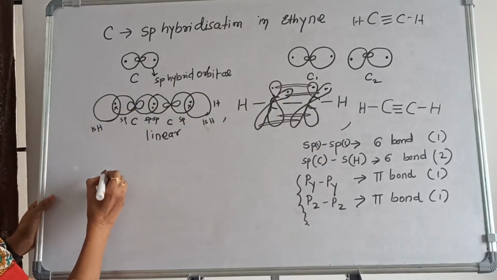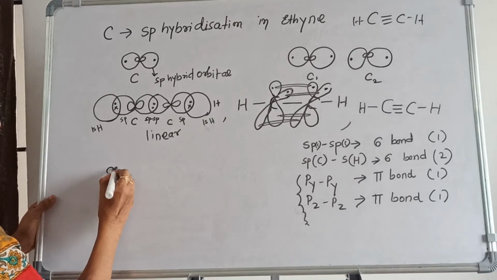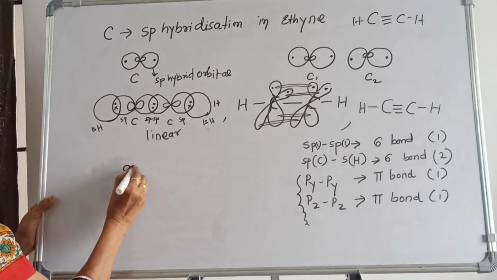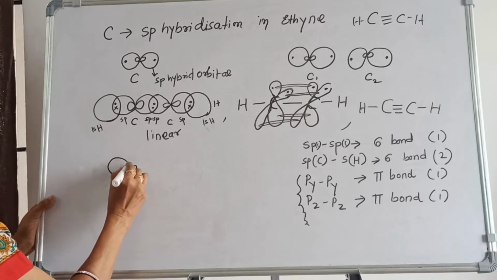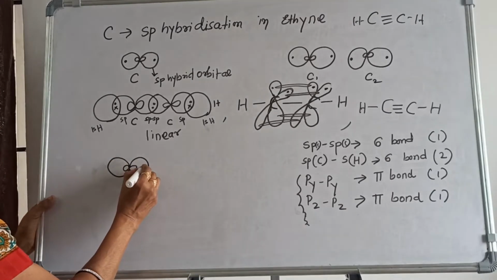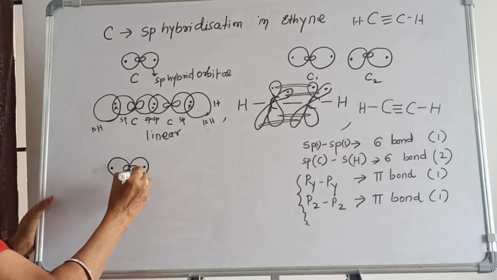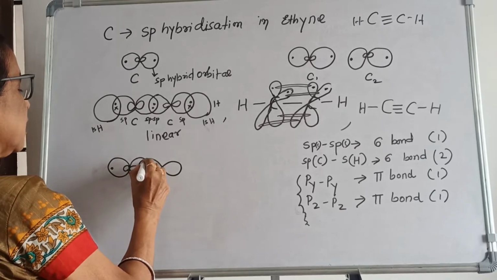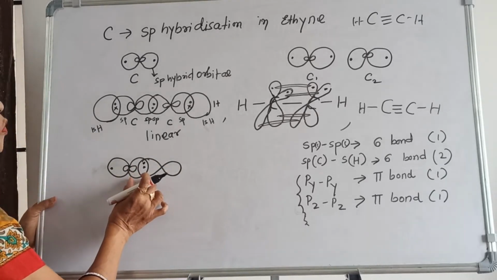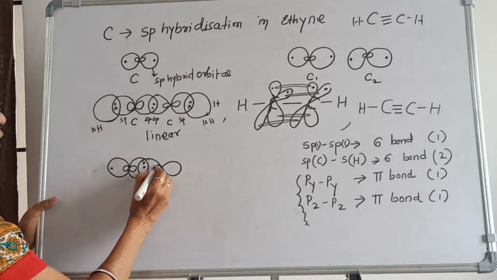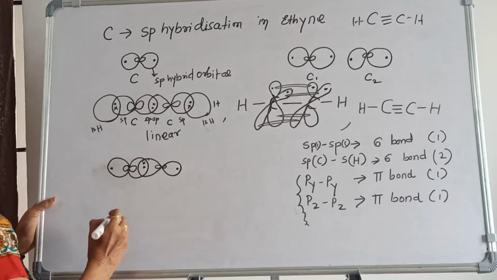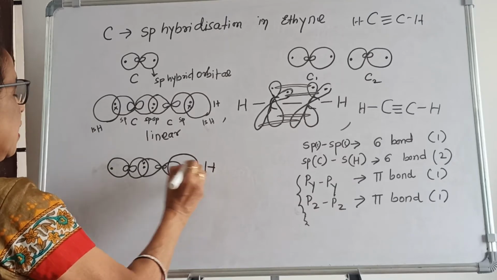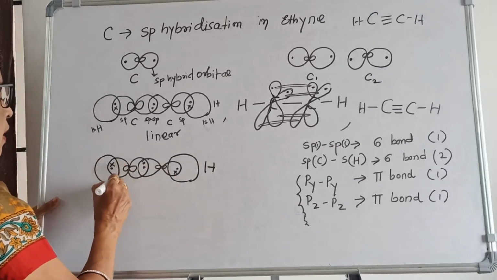See, again you can see the diagram here. How can I draw it? There are two lobes here, one lobe here, one lobe here, and one electron. This electron overlaps with the other. This is the overlapping of these two, and on this side the remaining 1 electron is overlapping with hydrogen, and this is also overlapping with hydrogen.